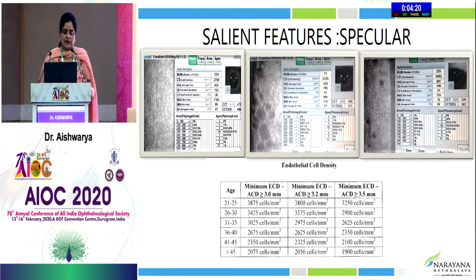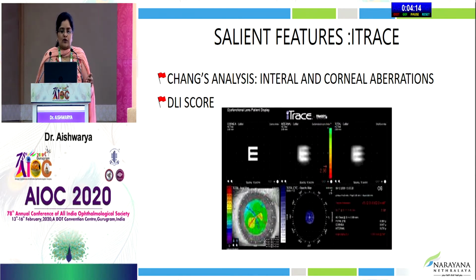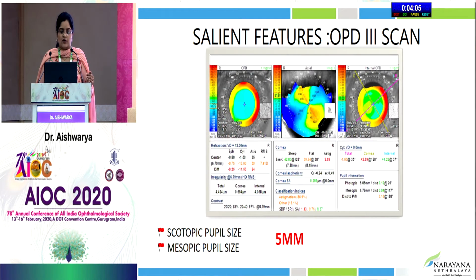Coming to the specular, as we all know, any presence of guttae will not be appreciated at all. You will have to move forward to that. Then comes the Eye Trace, where you have to look at the DLI score, which will help you to understand if at all there is a presence of cataract over there.